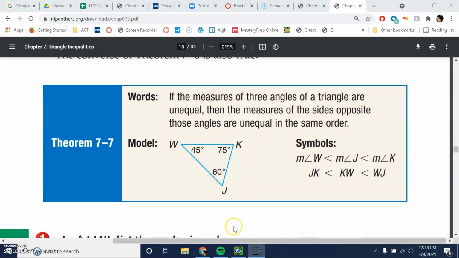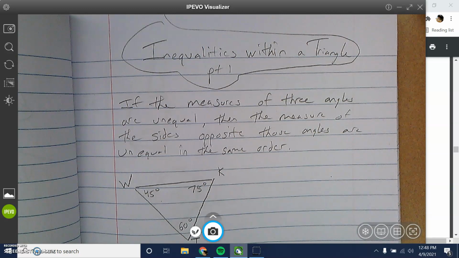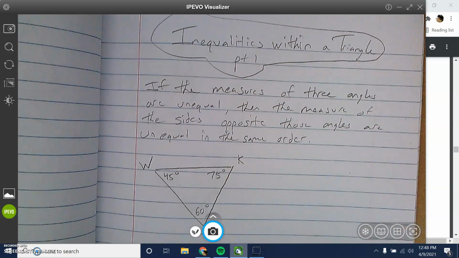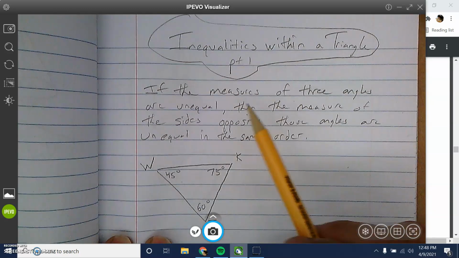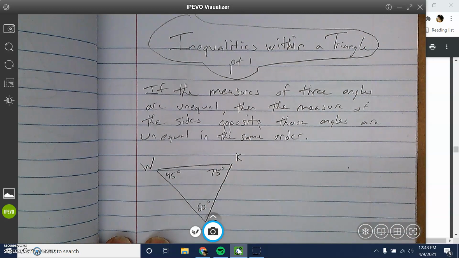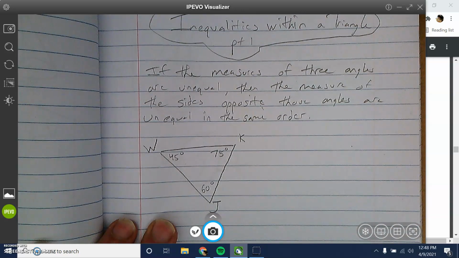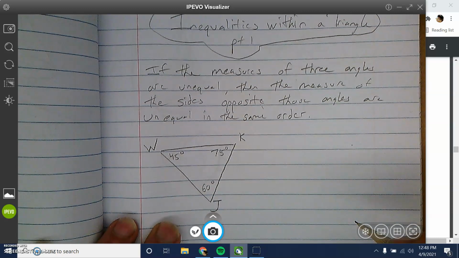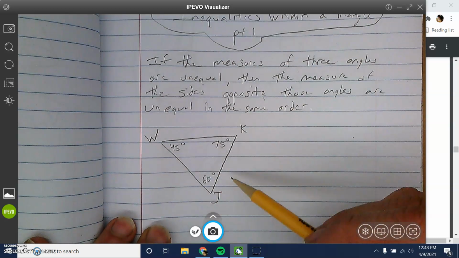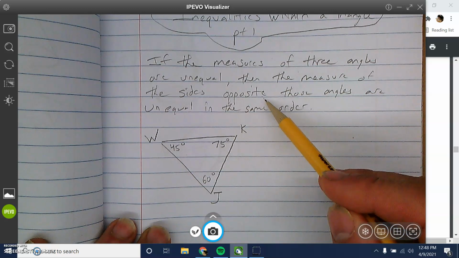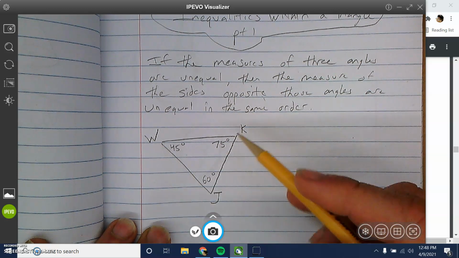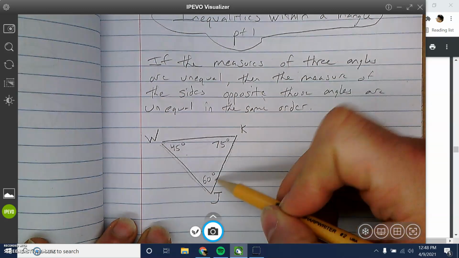What does that mean? Let's find out. So, inequalities within a triangle, part one. Take a look. I wrote down that little definition, little theorem, right there. Now, take a look at this. It says the sides opposite those angles. So I mean the sides opposite those angles.